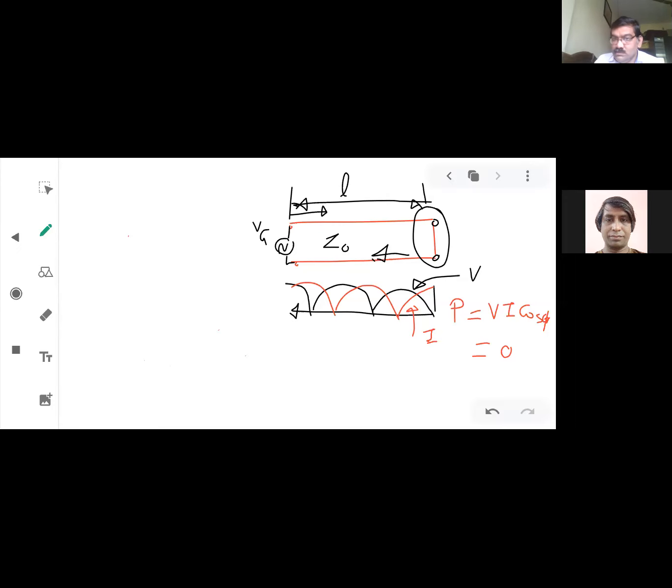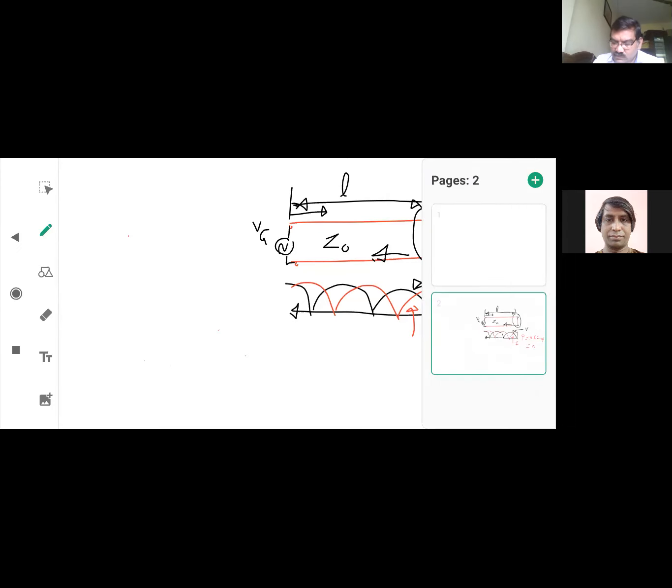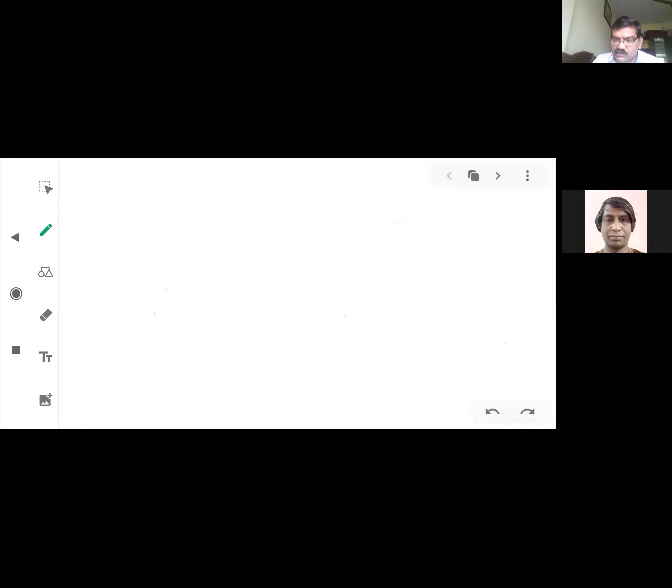Now we'll move to the next slide. So here we will start with the waveguide. To understand the waveguide, how does it actually work, and how it is different from the earlier transmission lines.